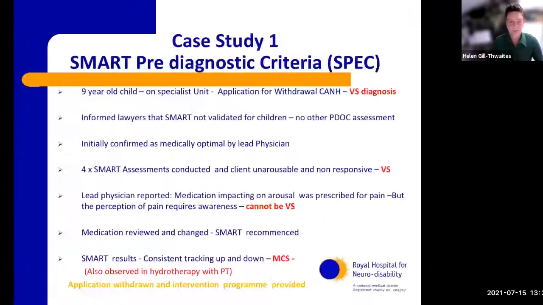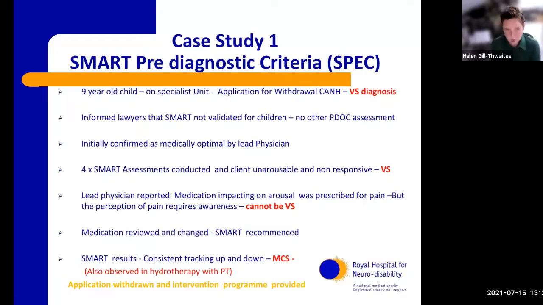Thanks, Karen. So I'll give you an example of where the Spec aspect was really important with one case. Now, I was asked to assess a 9-year-old child on a specialist unit, and it was for potential application for withdrawal of clinically assisted nutrition hydration. And she had a diagnosis of vegetative state at that time.